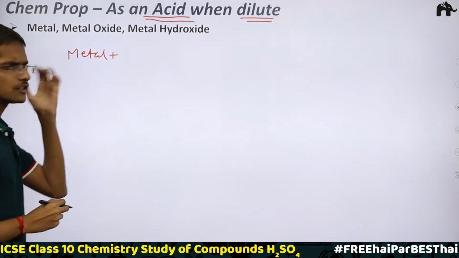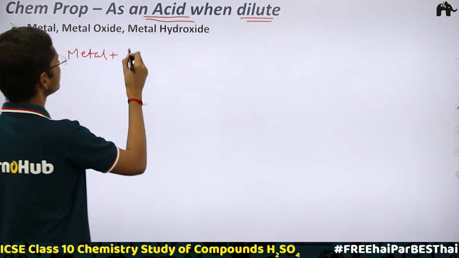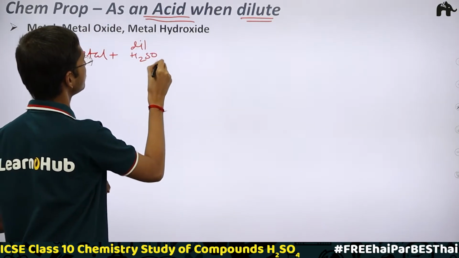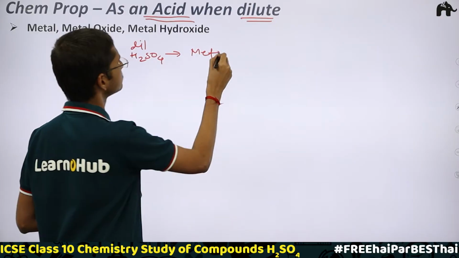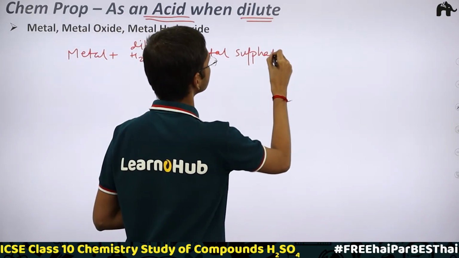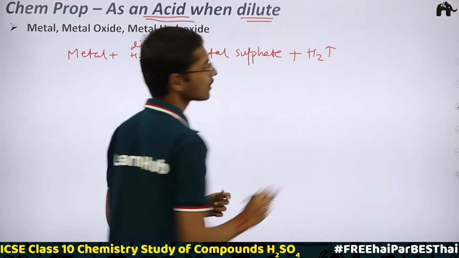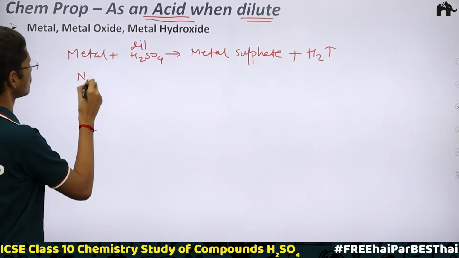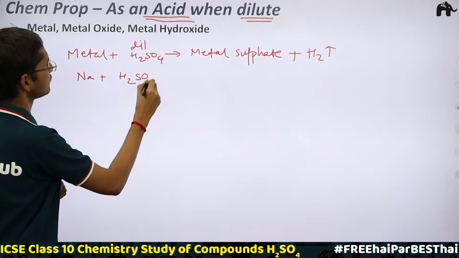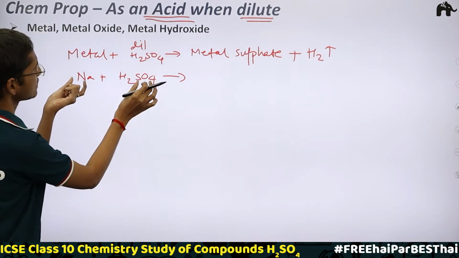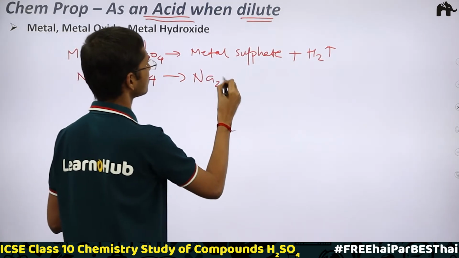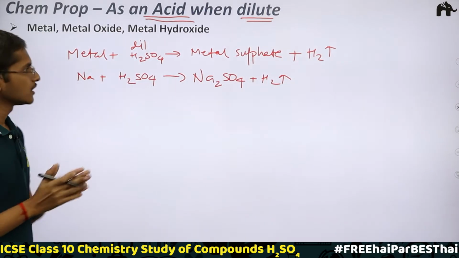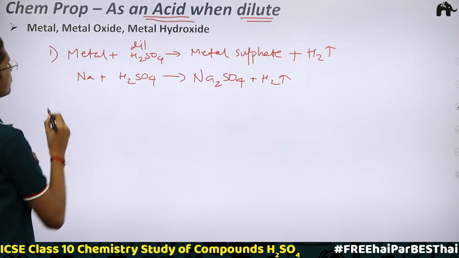When it reacts with metal, just remember the general reaction. The dilute sulfuric acid, when it reacts with metal, gives simply metal sulfate and hydrogen gas is released. Now how? Let's see. I'm just taking a simple example. Suppose I'm taking sodium. When sodium reacts with sulfuric acid, it would form Na2SO4, sodium sulfate, and H2 is released. Balance the reaction on your own, that's fine. So this was the first one.